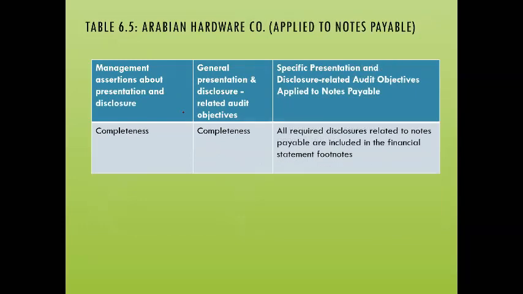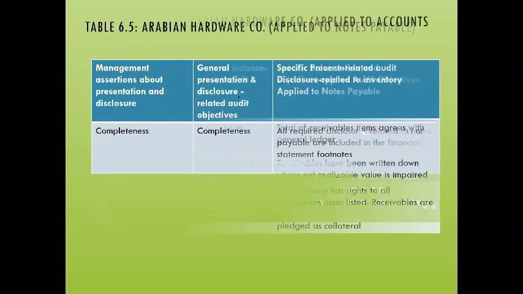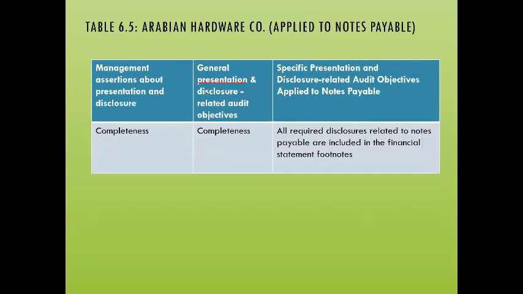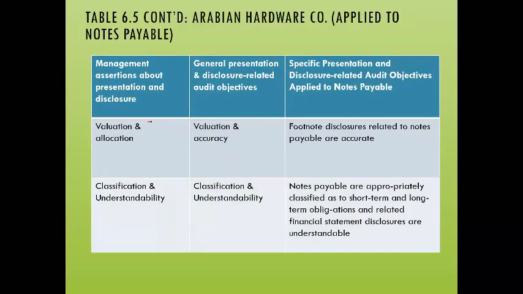Here we are talking about presentation and disclosure. Completeness in management assertion is the same. We don't have existence or occurrence. We have completeness. Both are the same. All required disclosures related to notes payable, for example, are included in the financial statement. So I as an auditor have to check for that. Valuation and allocation is the same for me as an auditor as for the management assertion.